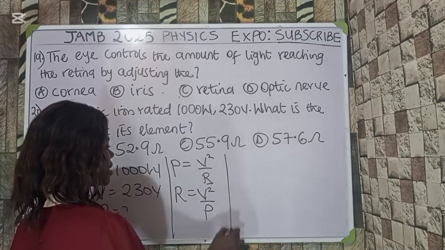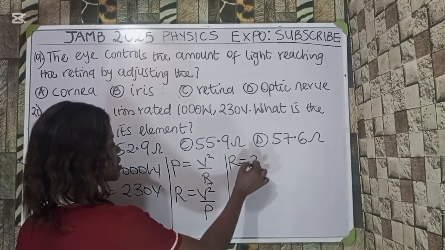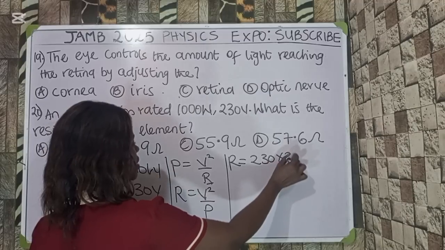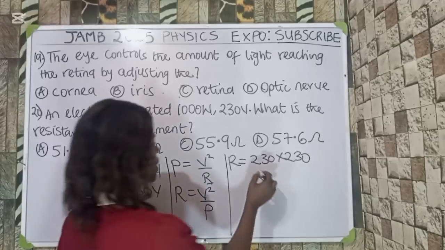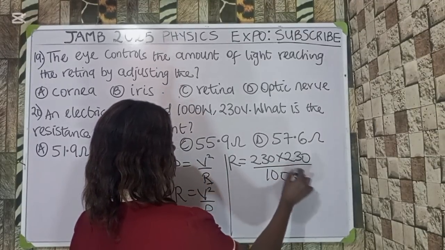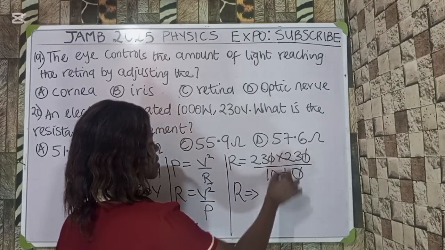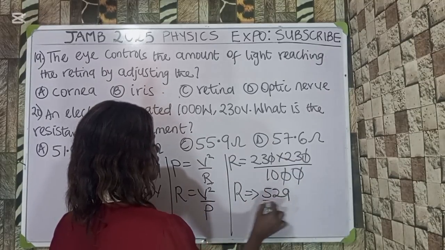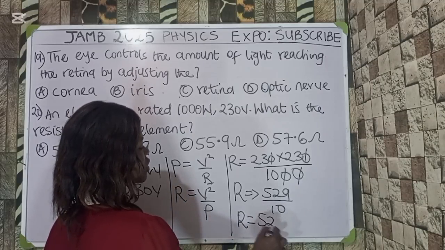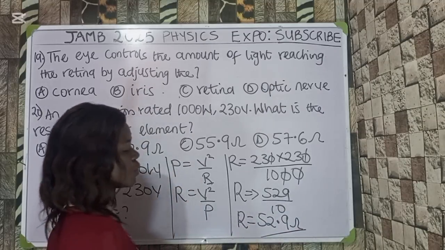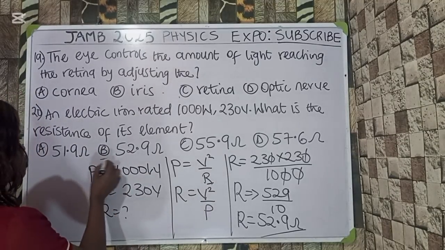So let's put in what we have. My resistance R is equal to, my V is 230. So this is 230 multiplied by 230, that is 230 squared. Then I'll divide it by 1000, which is the power. So my resistance is equal to, this cancels this, so I have 529. By the time I divide it by 10, my resistance will now be equal to 52.9 ohms. Do we understand? So the correct option to this question is option B.